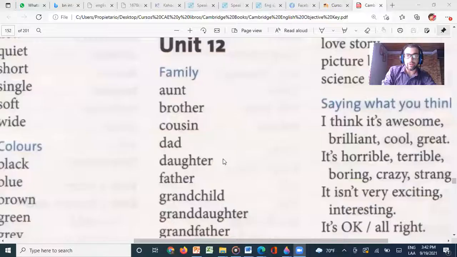So let's start right now with our vocabulary, first of all. So that's what we're going to see today. Okay, so today's vocabulary is going to be about family. So we're going to learn different vocabulary regarding our family.